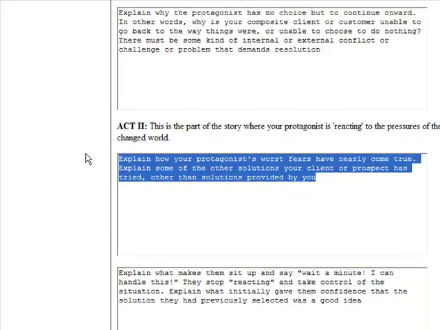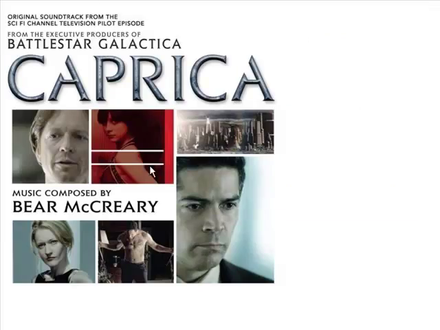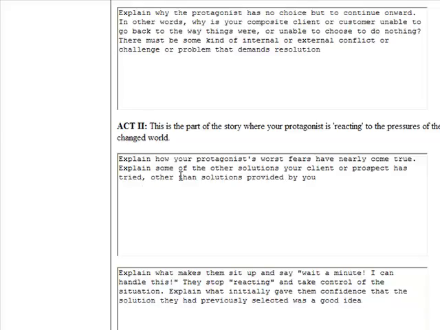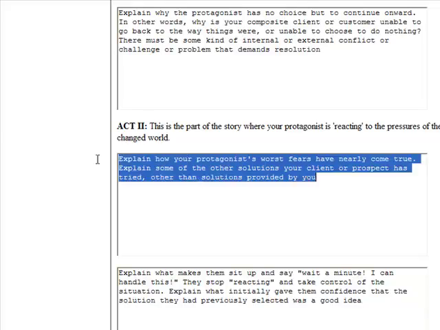I'm a sci-fi nut. One of my favorite shows right now is the series called Caprica. Well, one of the characters had a situation where he was being forced out of his company, and he received notice that others in the company had lost faith in him, and they had decided that they were going to remove him from the company and take over the company that he himself started. Well, that was one of his worst fears, and it had nearly come true. And so he took action to try to resolve that problem.